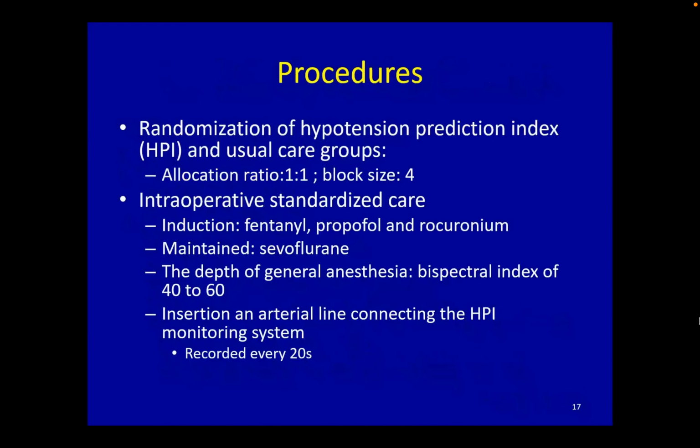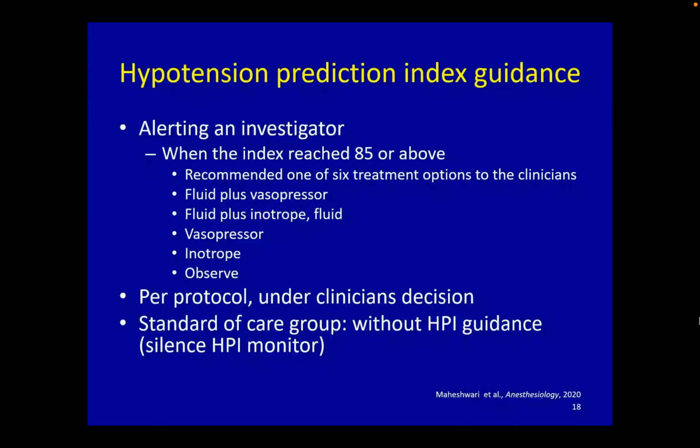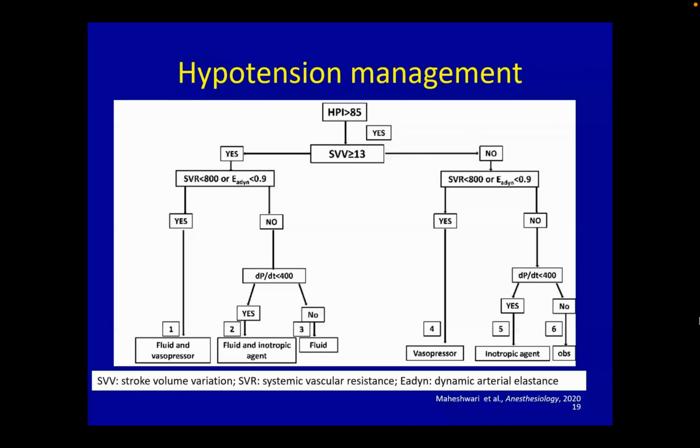This is our procedure. All patients were inserted with an arterial line with HPI sensor. In the HPI guidance group, there were 6 choices in the hypertension management when HPI is 85 and above. In the standard of care group, patients were treated as usual care when intraoperative hypertension is noted. This is our protocol in the HPI guidance group, just as in the previous study of Maheshwari et al. This is our protocol of intraoperative hypertension treatment.